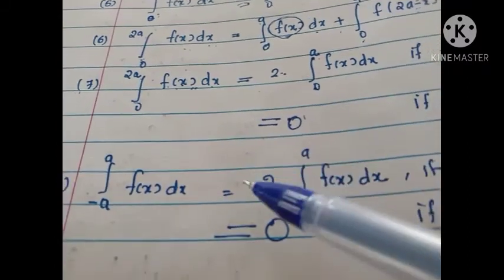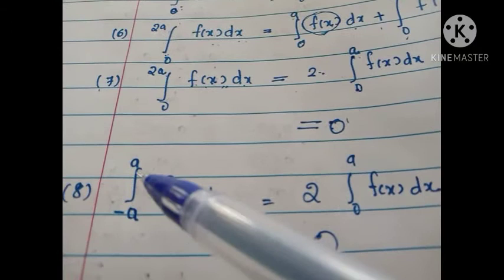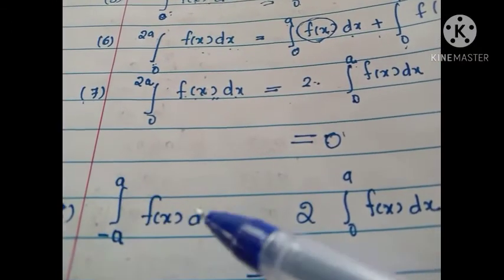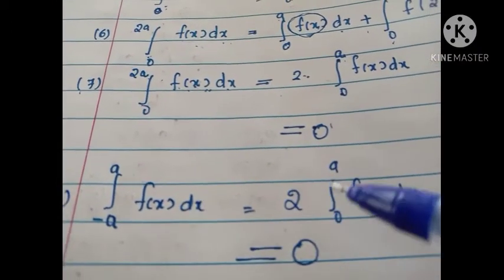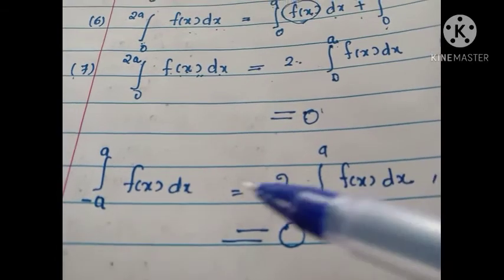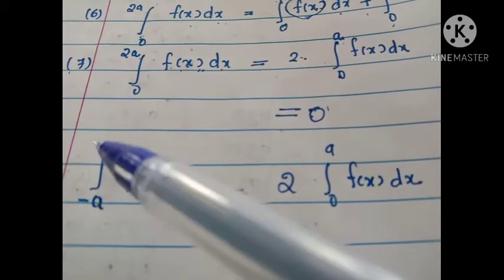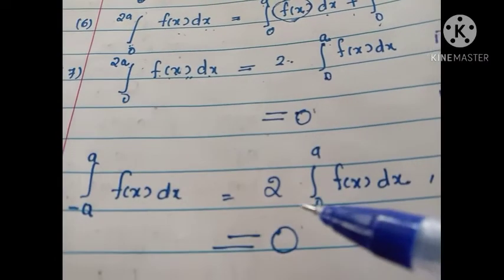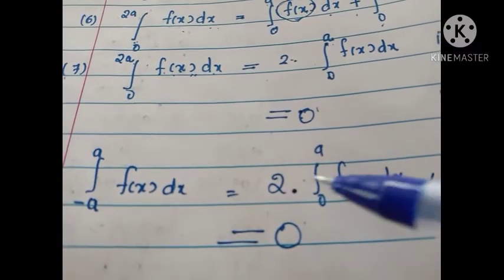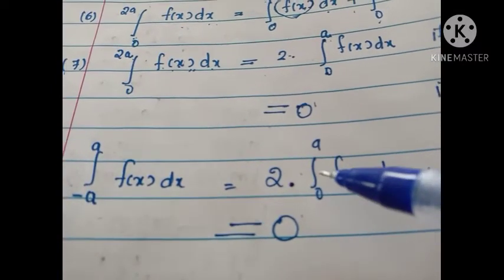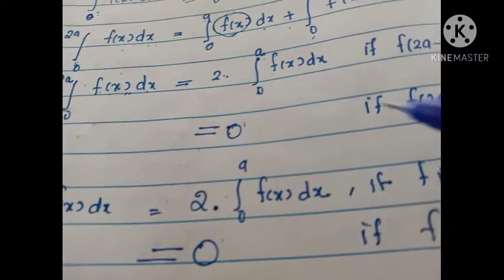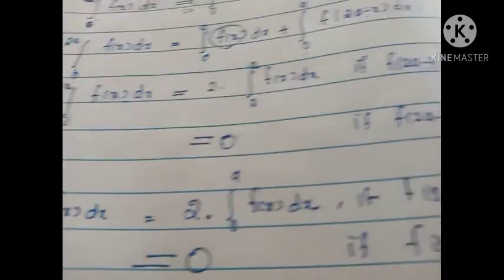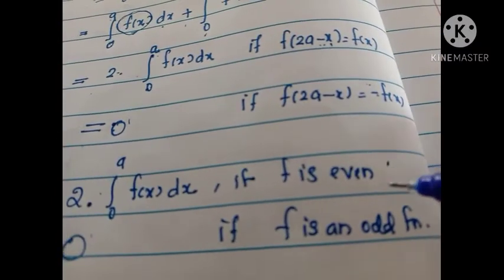Now the last one is a very important property. Integral from minus a to a f of x dx. Again there are two cases. Integral from minus a to a f of x dx equals 2 times integral from 0 to a f of x dx if the given function f of x is an even function.